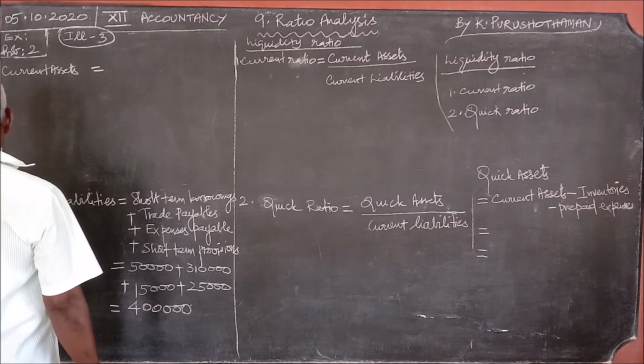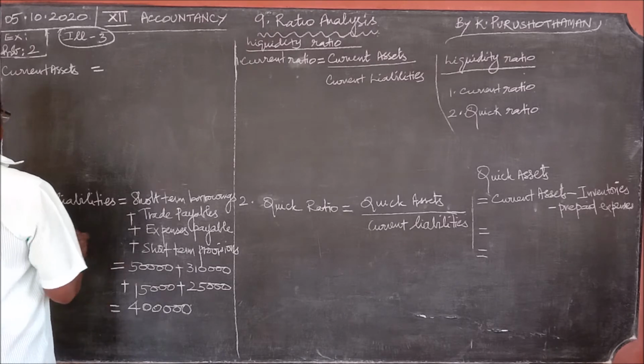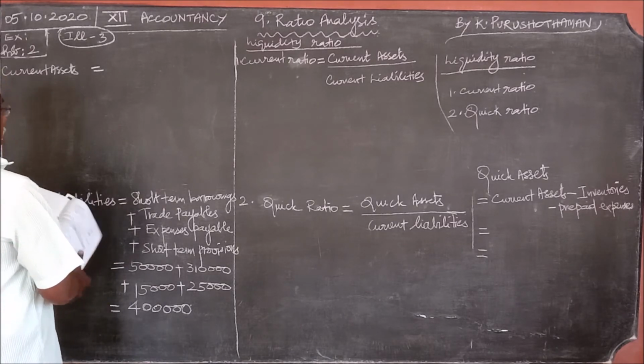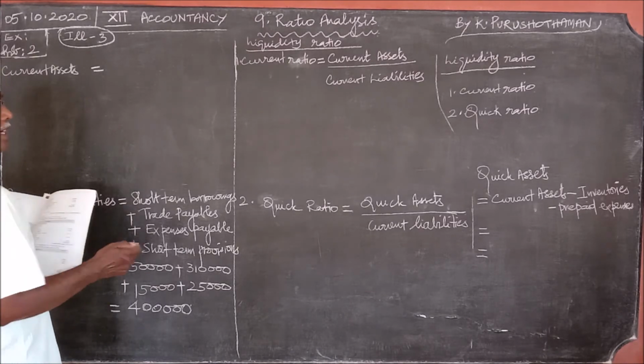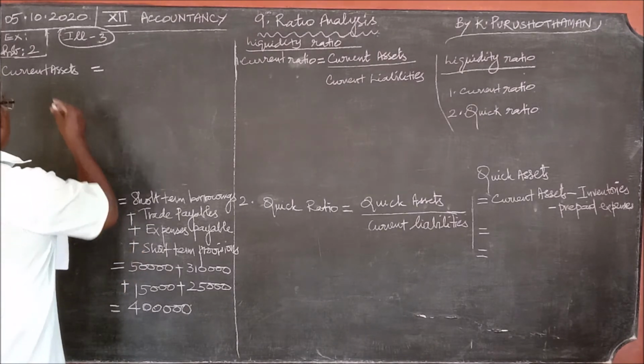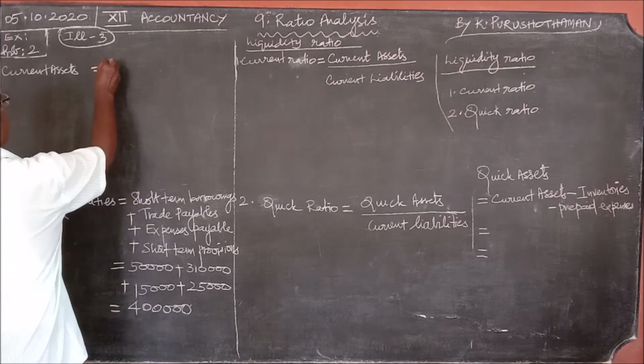The first item itself, they have given non-current assets. Therefore, we need not go there. Only non-current assets, we need not touch them. So, we go to the current assets. What are the current assets?